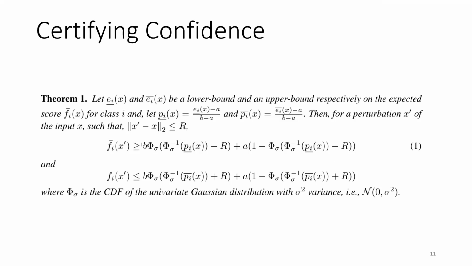So this time we can make the certified score, certifying the confidence greater than specific values. And this specific value depends on the lower bound, that is the loss function.